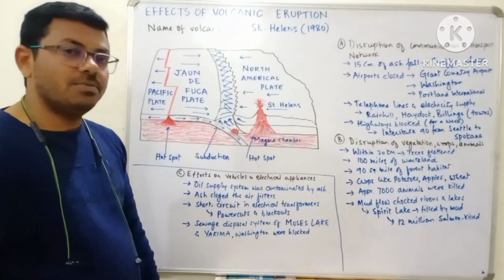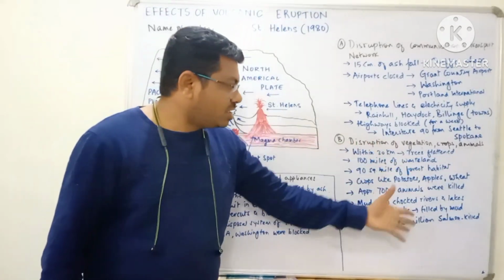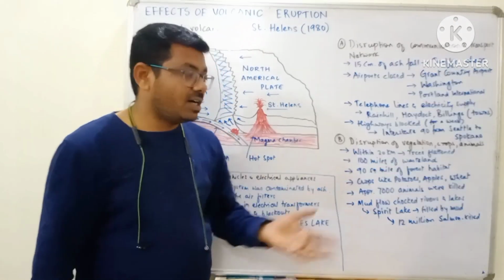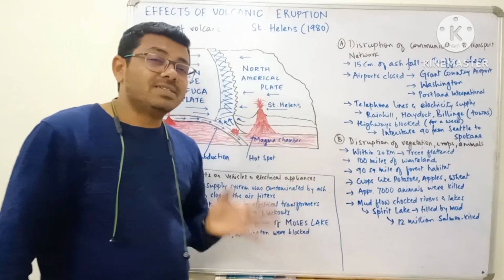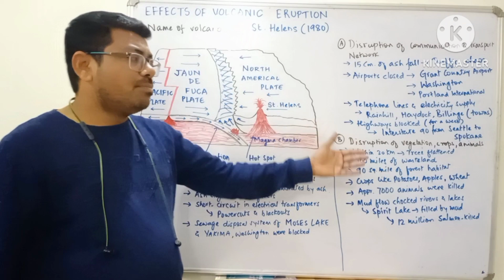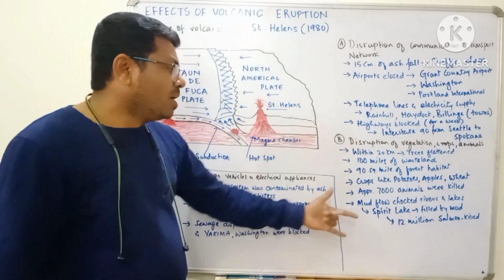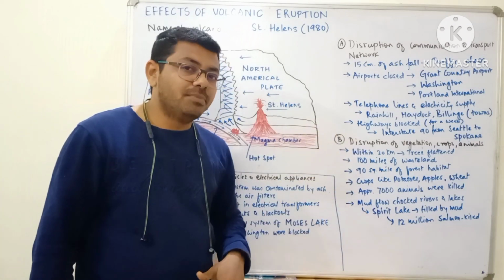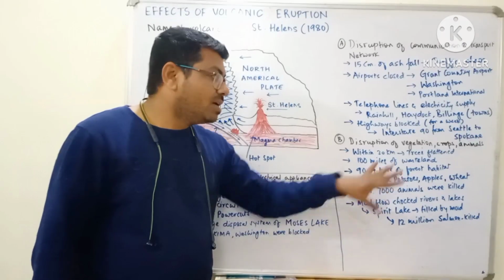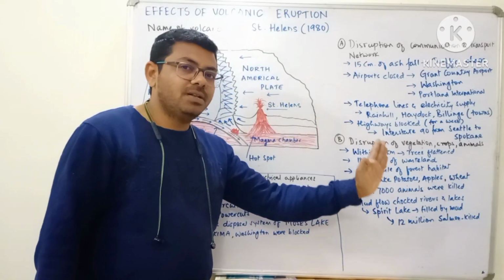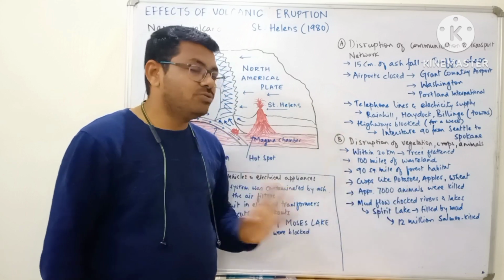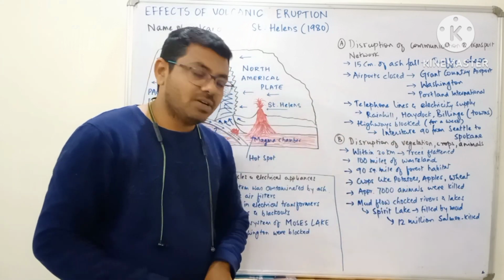Disruption of vegetation, crops and animals. Here we have mentioned that in 30 kilometers of the area, trees were flattened. Approximately 7,000 animals were killed. Potatoes, apples, wheat. Spirit Lake was filled by mud and killed 12 million salmon. These are the examples. Okay, so idea, example, explanation, everything is given here. You just need to put it over there as your answer.